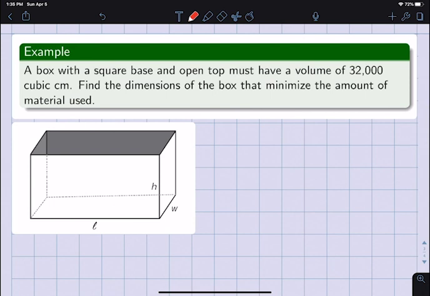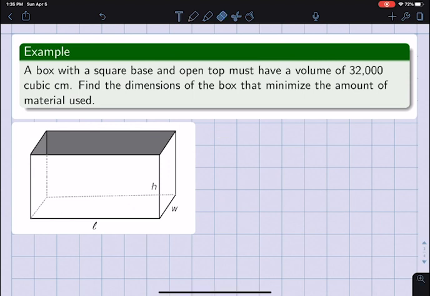Okay, so before we begin, I want to point out one major feature of this problem. We are making a box, but specifically we're making a box that does not have a top. This is very similar to the pen we built in the last example. We had to build only 3 sides of the fence.